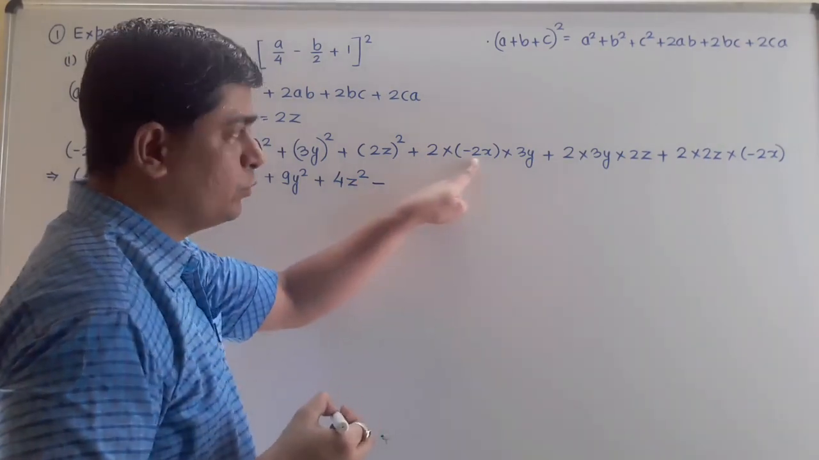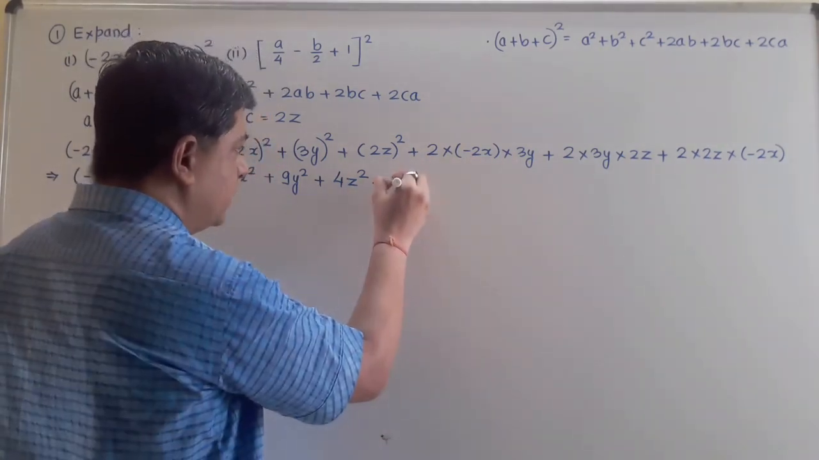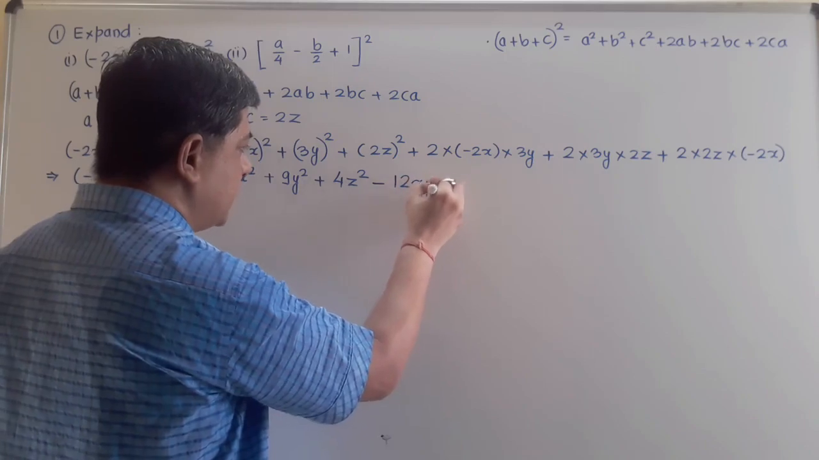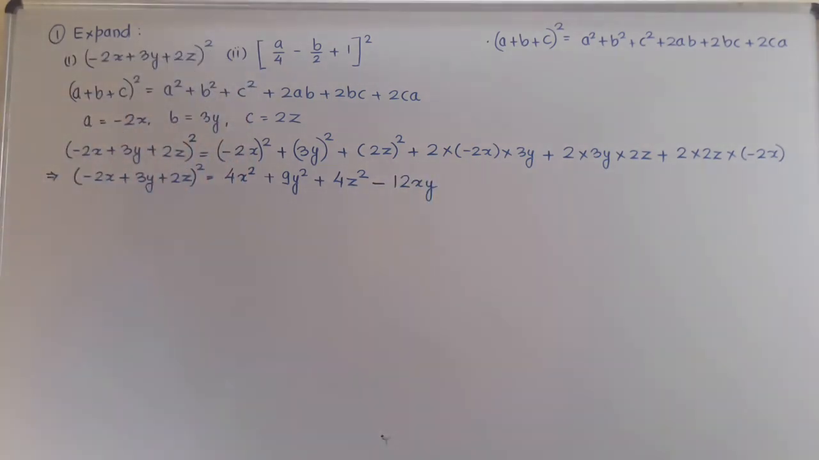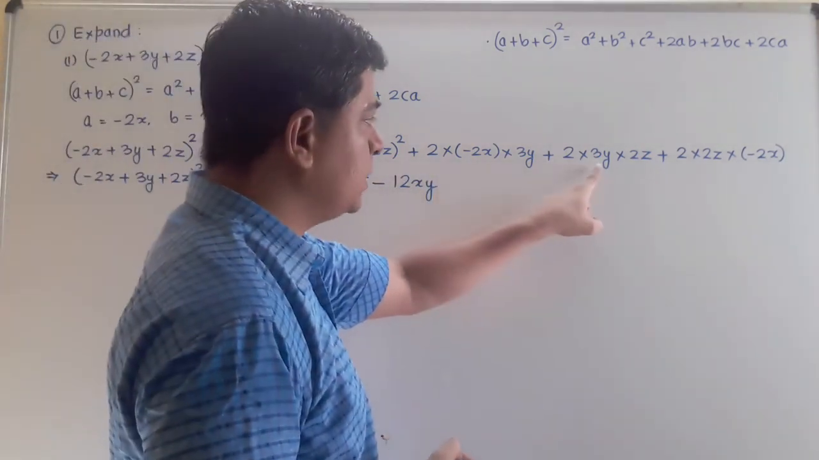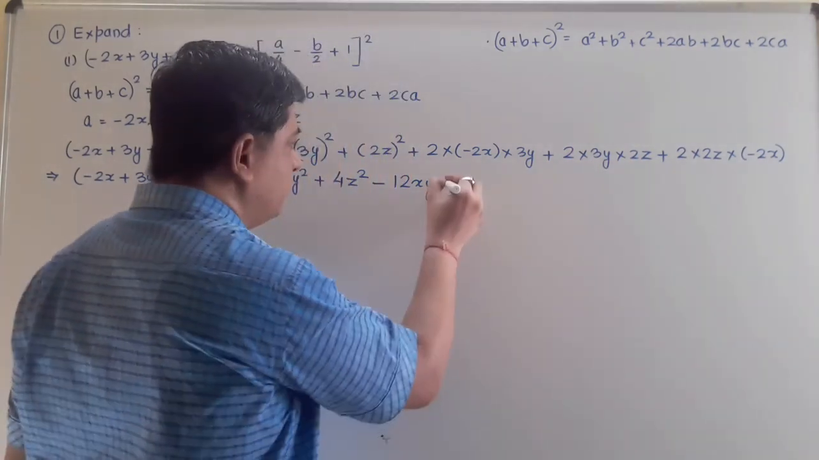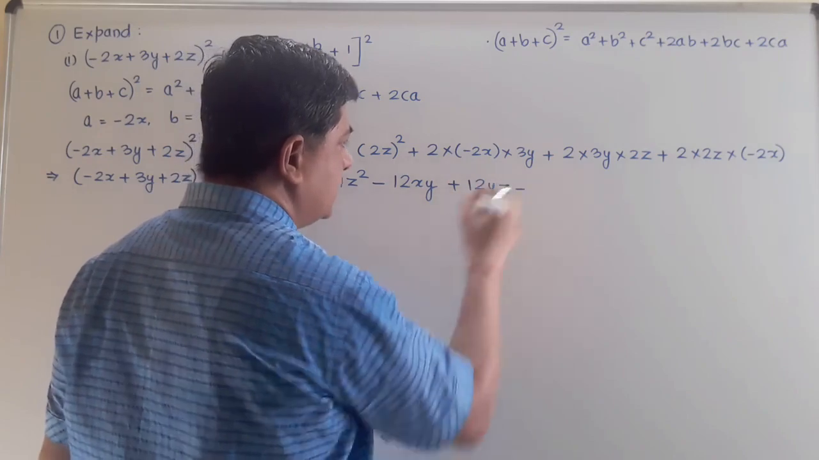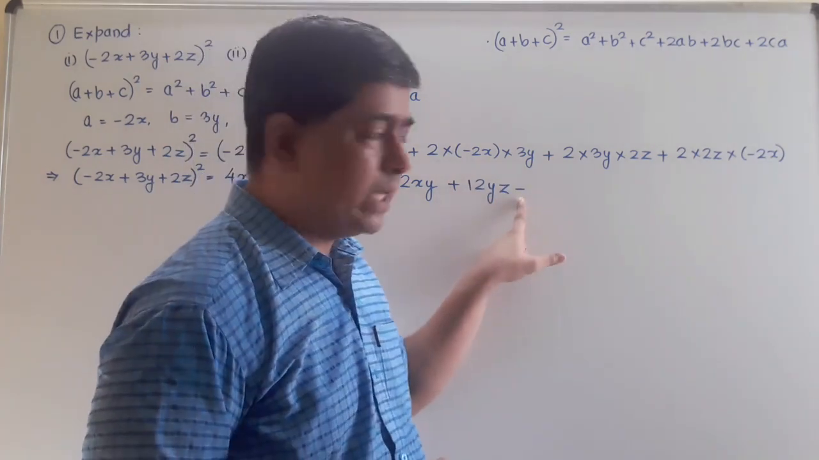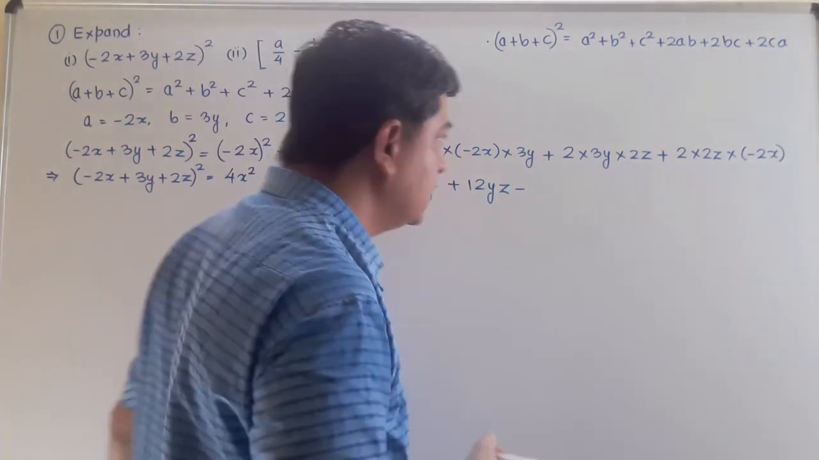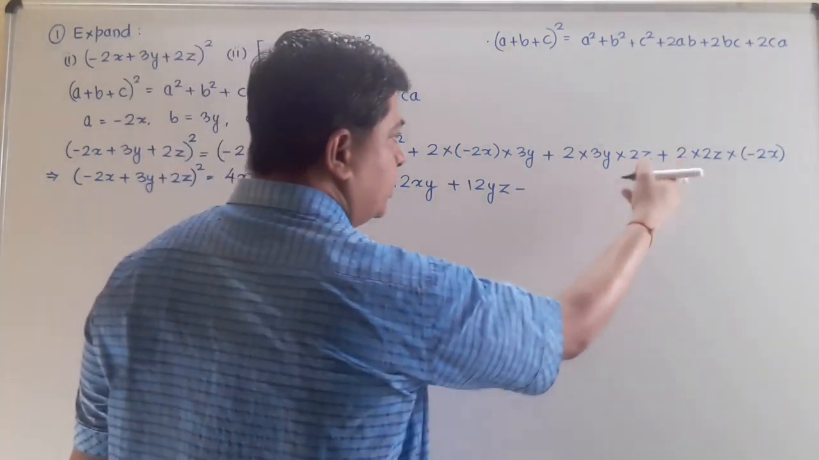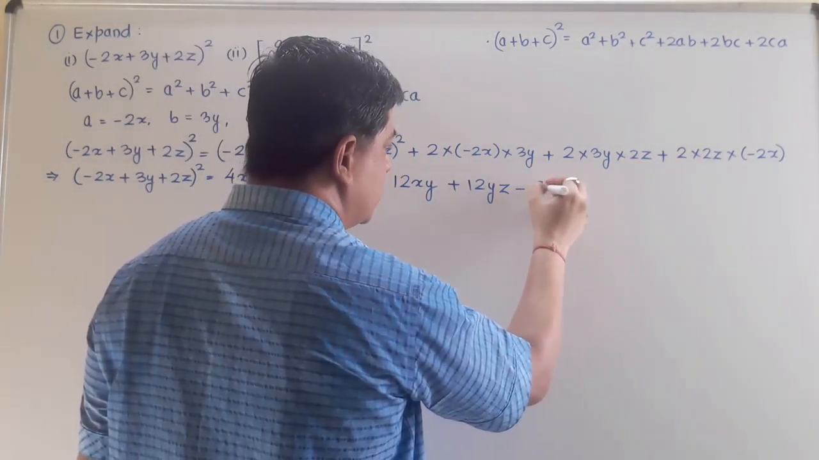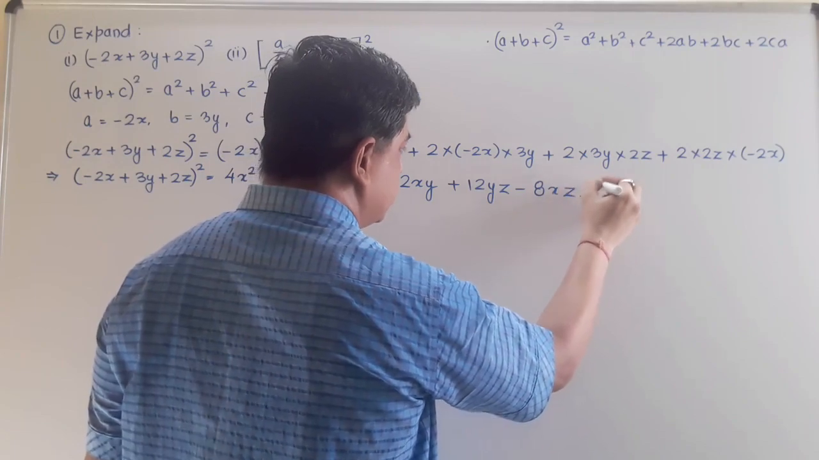2 into 2, 4, 4 into 3, 12, and then along with that, the variables are coming, x into y. Similarly, 2 into 3, 6, 6 into 2, 12. So this will be 12yz. And here also the sign will be minus, because plus into minus will be minus. So 2 into 2, 4, 4 into 2, 8. This will be 8xz.